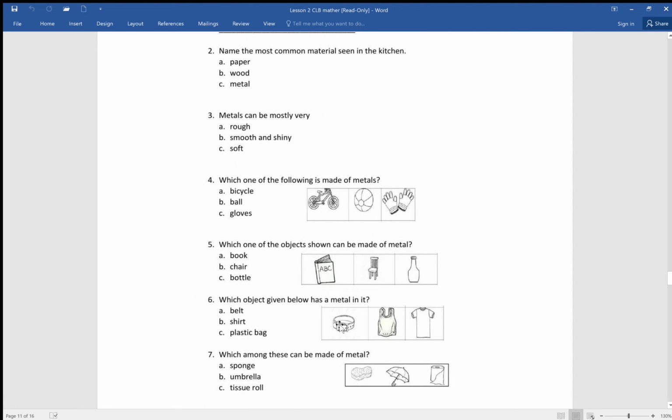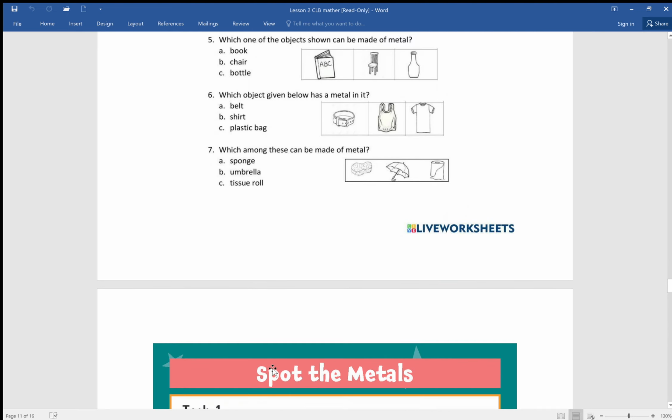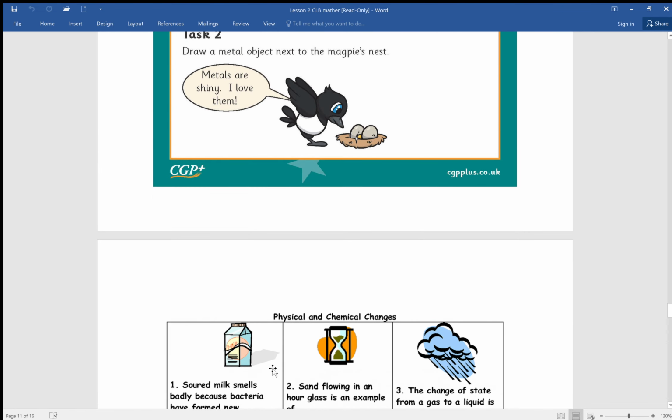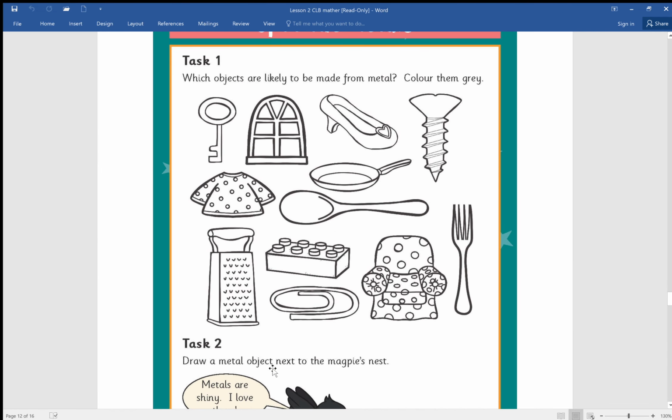Yes, it is the belt. And what among these can be made of metal? Yes, it's the umbrella. So I think from now on, it will be a bit harder for you to comprehend.